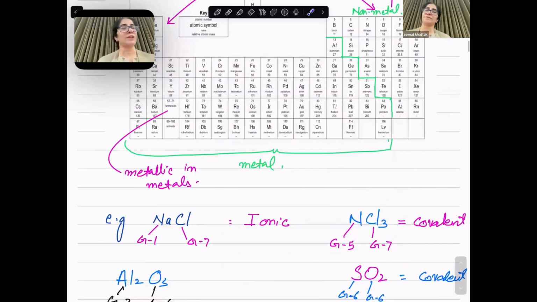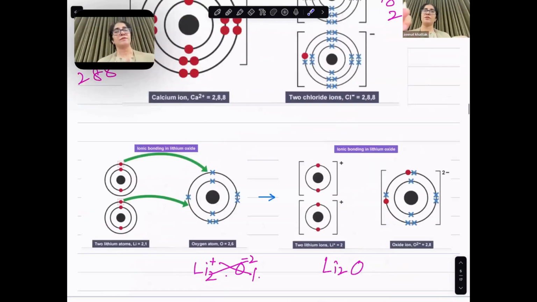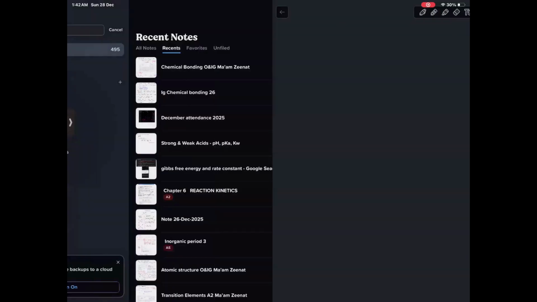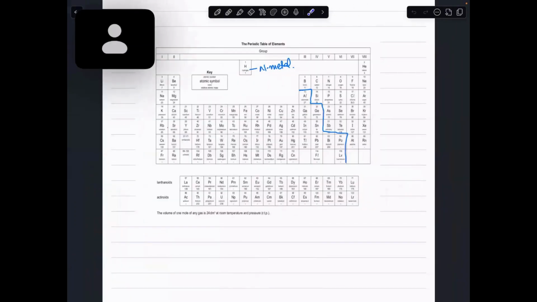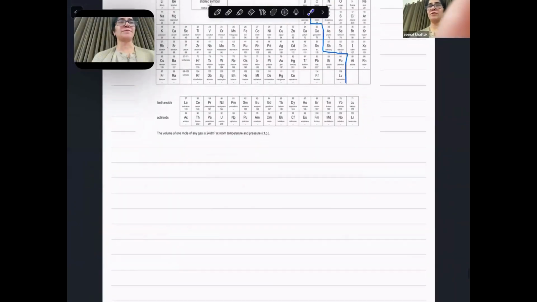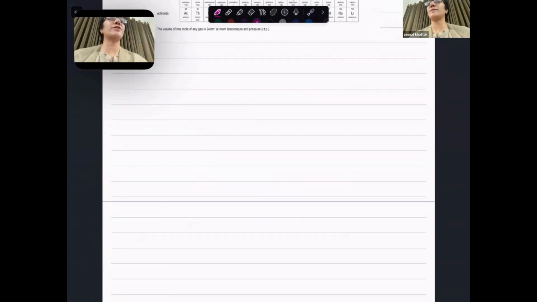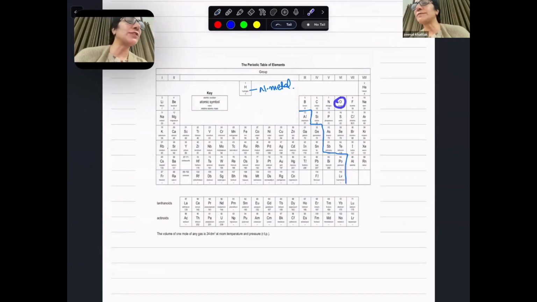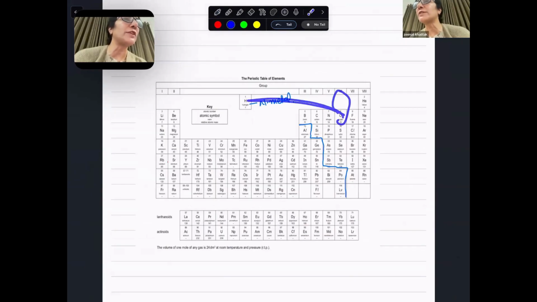So if I explain this to you, look, on a separate page. Do you know how they share electrons? Suppose I take oxygen, which is of group 6. Oxygen and hydrogen, how will they complete their last shell?